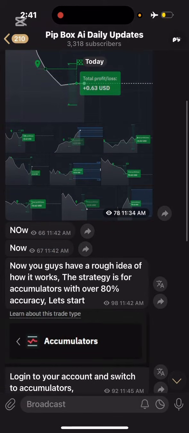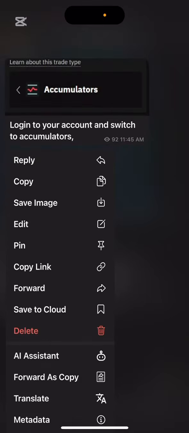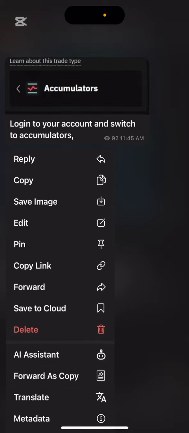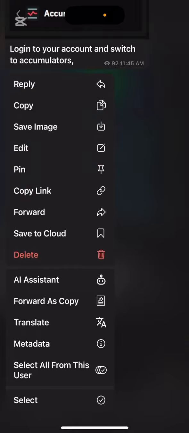It's very simple. Okay, now first, the strategy works on accumulators. So if you have never traded accumulators, then this is the first time you're going to trade accumulators using this powerful strategy. So make sure when you log into your Deriv.com account, accumulators is enabled, because you're going to be trading on accumulators.